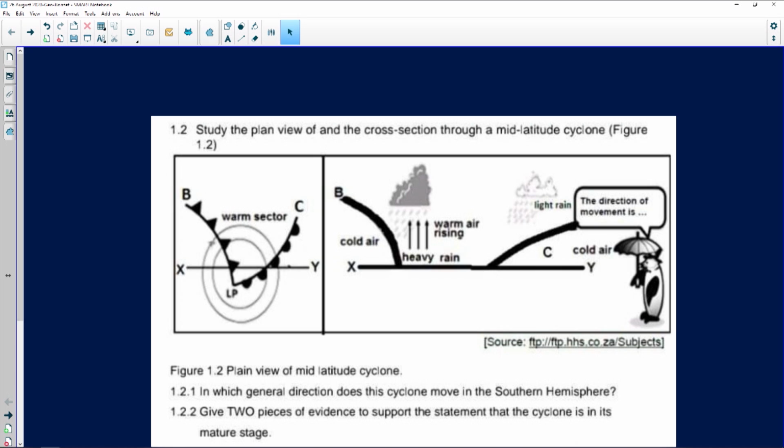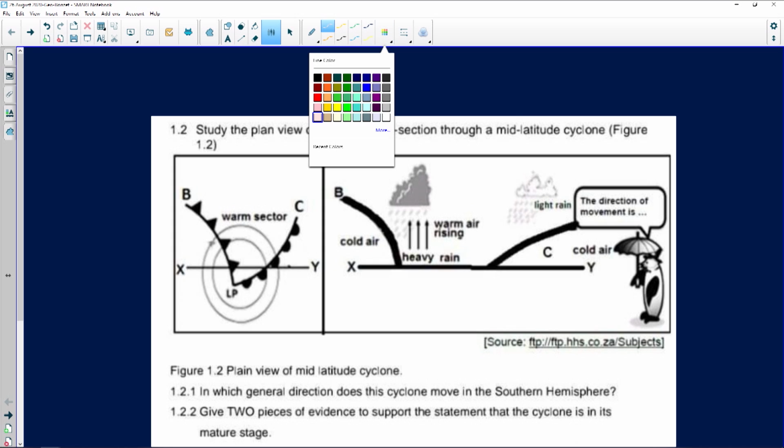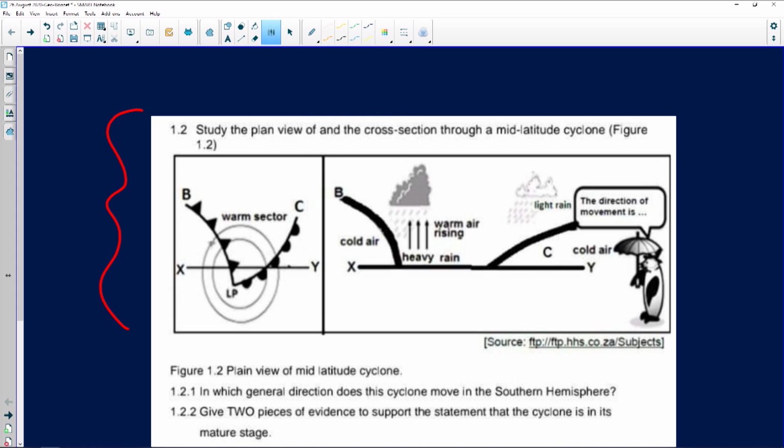Okay, so our first question is from KG. Thank you very much for this question, and it is regarding climate. Currently we experience quite a lot of this weather phenomenon in South Africa, and this is a mid-latitude cyclone. Now pay attention to the question.